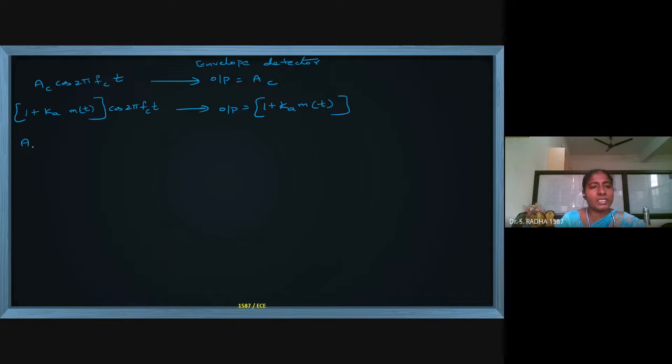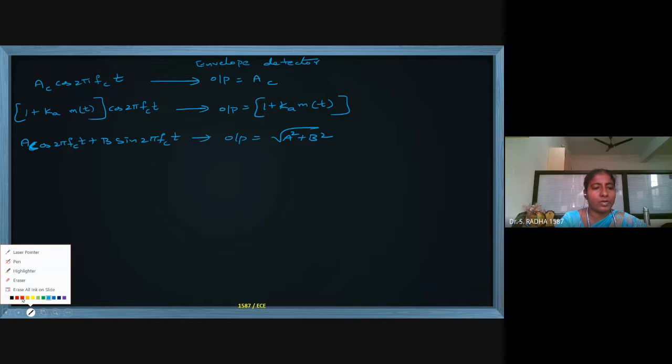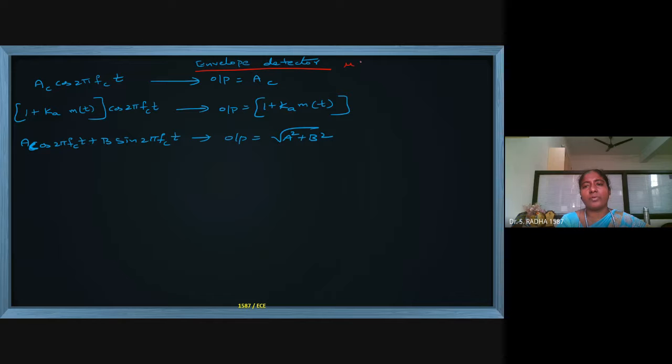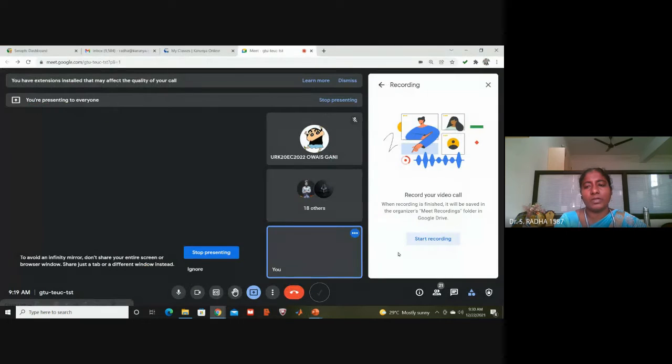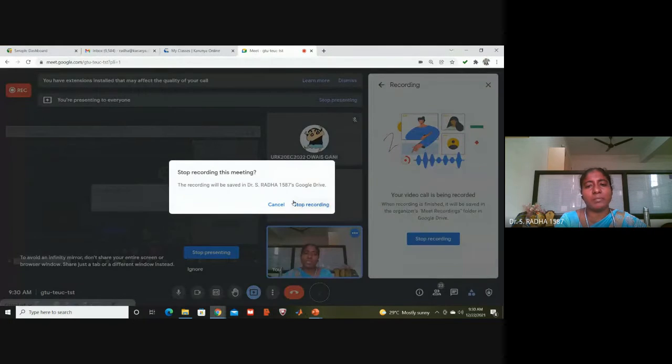If it is getting a signal like a cos 2 pi fct plus b sin 2 pi fct, then the output will be the square root of a square plus b square. All these outputs we are talking about are for the envelope detector. And it will work only for mu less than or equal to 1. For mu greater than 1, phase reversal occurs. That's the necessity. We go for the next method of modulation, DSBSC, double sideband suppressed carrier.